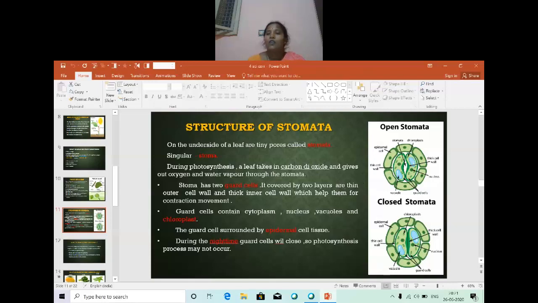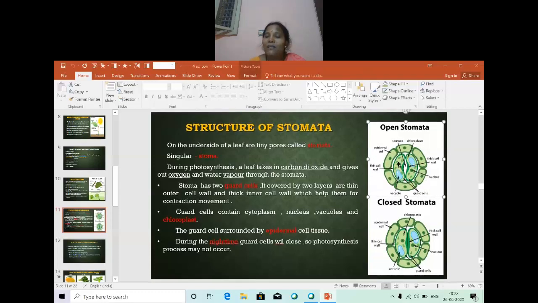Are you clear, ma? This is the structure of stomata. Inside the structure of stomata are two guard cells. These guard cells have two cell walls. Inside is the thick cell wall, outside is the thin cell wall. They are surrounded by epidermal cells.